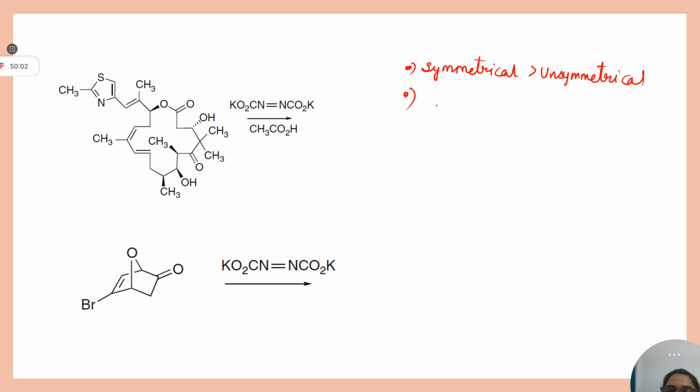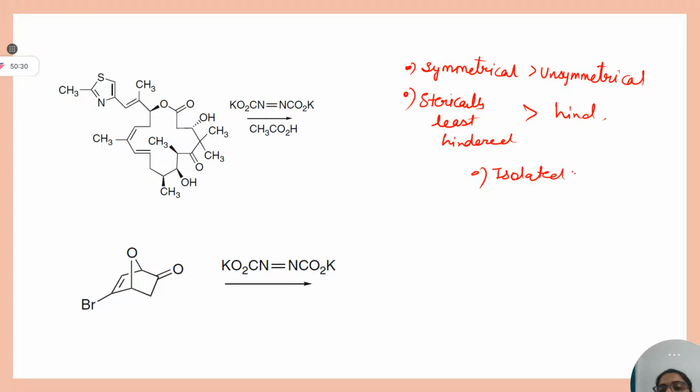Second point is, can anyone tell me? First point is symmetrical double bonds will be reduced in presence of unsymmetrical. Then sterically less hindered than your hindered one. Isolated than your conjugated one. If you know these things for this, you can never miss a question on this topic.